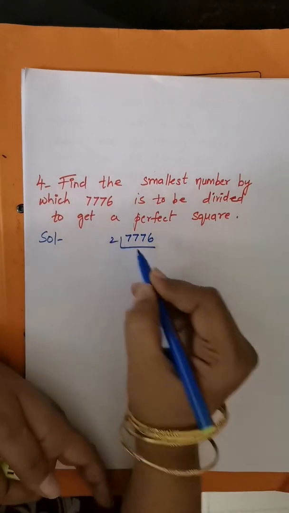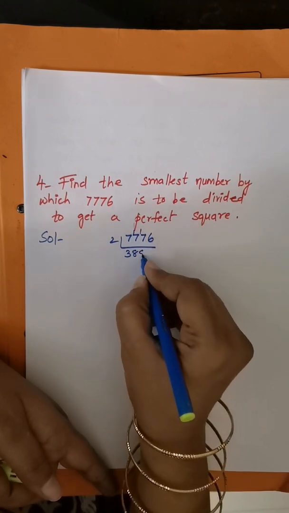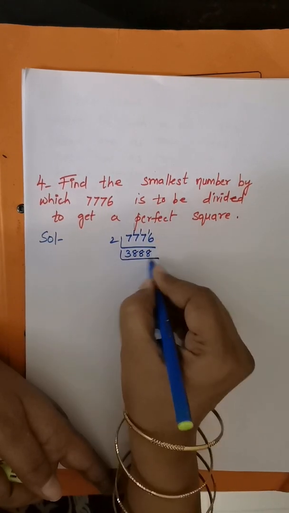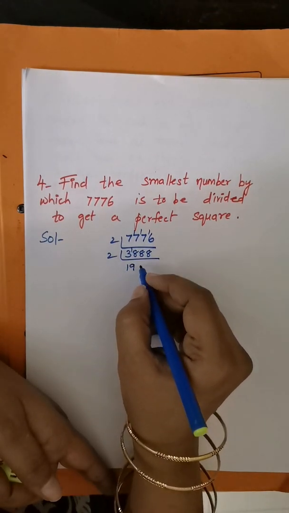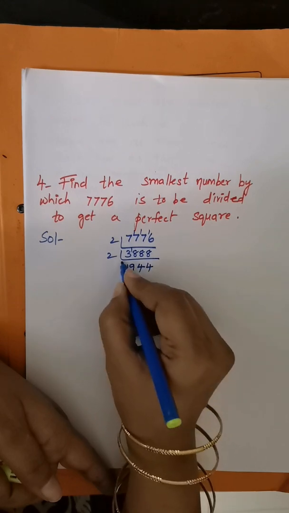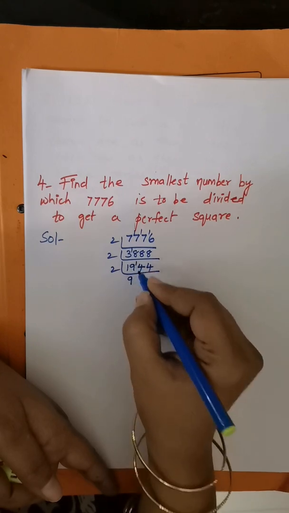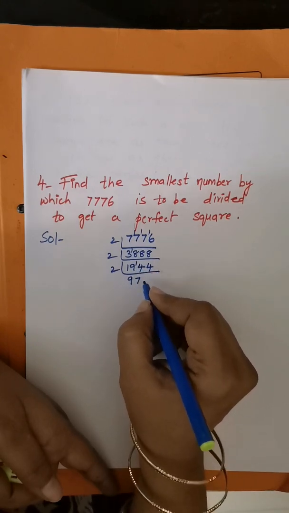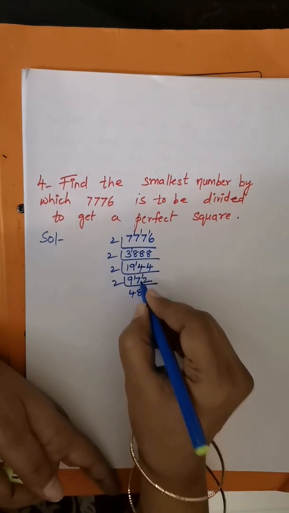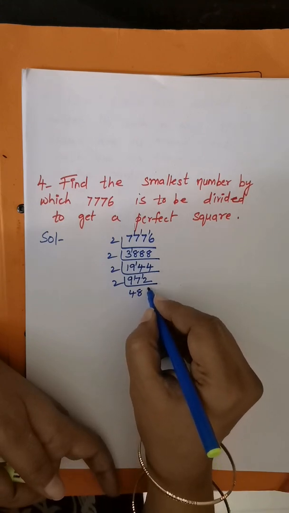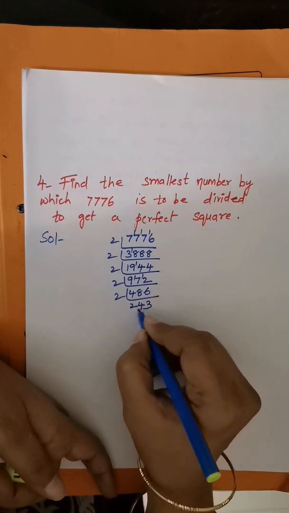Okay. 2 3s are 6, 1 extra. 2 8s are 16, 1 extra. 2 8s are 16, 1 extra. 2 8s are 16. 2 9s are 18. 2 4s are 8, 2 4s are 8. 2 9s are 18, 1 extra. 2 7s are 14. 2 2s are 4. 2 4s are 8, 1 extra. 2 8s are 16, 1 extra. 2 6s are 12. 2 2s are 4. 2 4s are 8. 2 3s are 6.